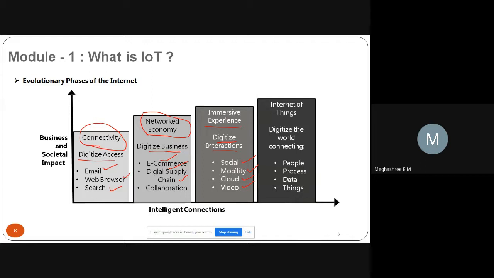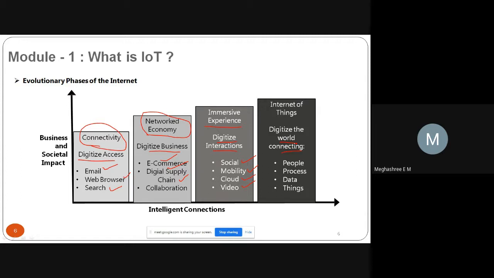And the last phase of internet is the Internet of Things, which digitizes the world by connecting, because here each and everything, if you take people, they are connected to internet. If you consider any process, that is connected to internet. If you take data, that is connected to internet. If you take any things around you, that is also connected to the internet. So these are the four phases of internet.